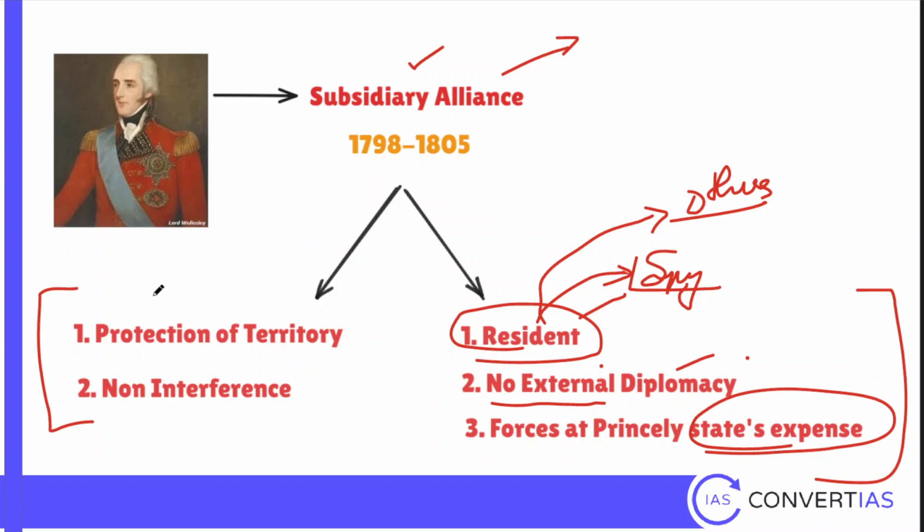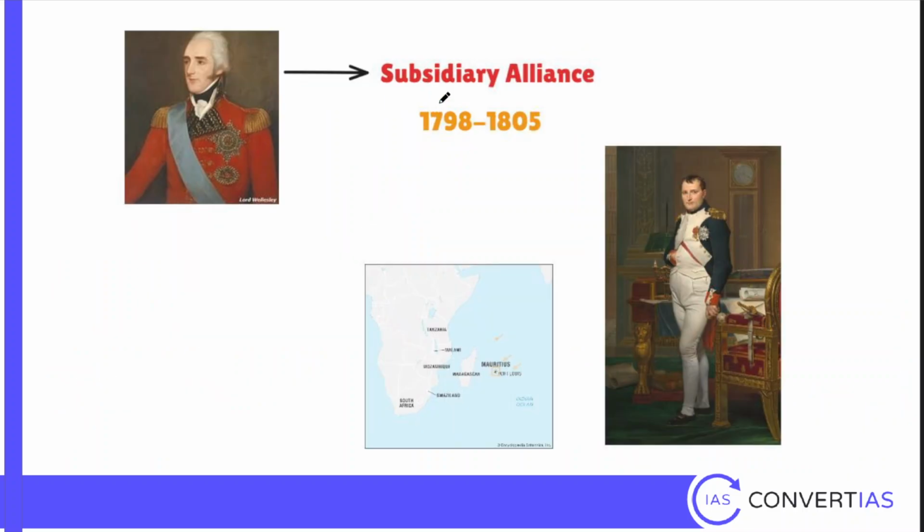See the 5 features: protection of territory, non-interference, appointment of resident, no external diplomacy, and maintenance of force at the expense of the princely state. And this is not a treaty for the British to gain any fixed income. Be very clear. But there is one hidden intention. This was also part of the options of the UPSC previous year question, which is Napoleonic conquest. Was this one of the intentions of Lord Wellesley when he came up with subsidiary alliance? Yes, it was. Because this was the time when Napoleonic invasions were happening.